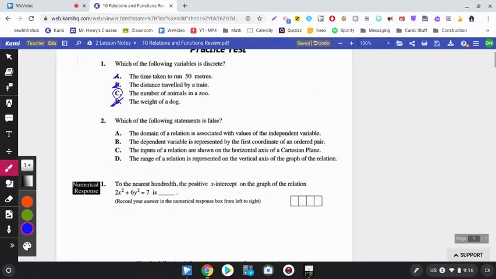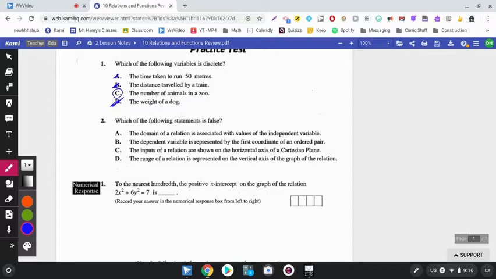Okay, 2. Which of the following statements is false? The domain of a relation is associated with values of the independent variable. The dependent variable is represented by the first coordinate of an ordered pair. The inputs of a relation are shown on the horizontal axis of a Cartesian plane. The range of a relation is represented on the vertical axis of the graph of the relation. Pretty wordy.